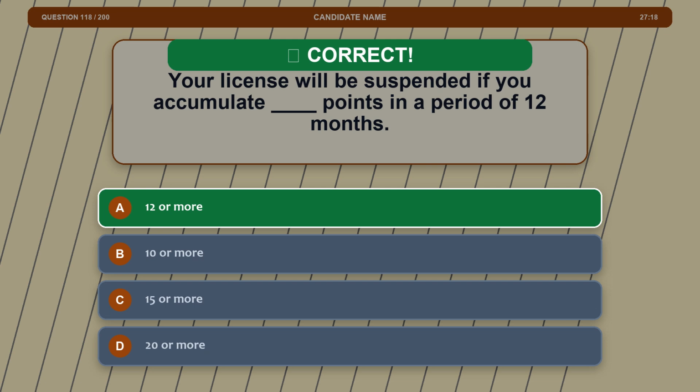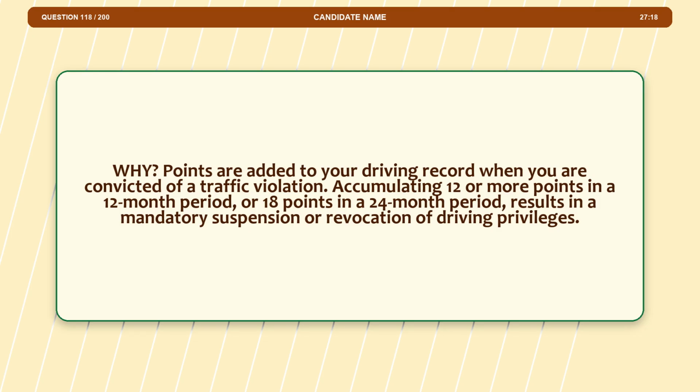The correct answer is option A, 12 or more. Explanation: points are added to your driving record when you are convicted of a traffic violation. Accumulating 12 or more points in a 12-month period, or 18 points in a 24-month period, results in a mandatory suspension or revocation of driving privileges.